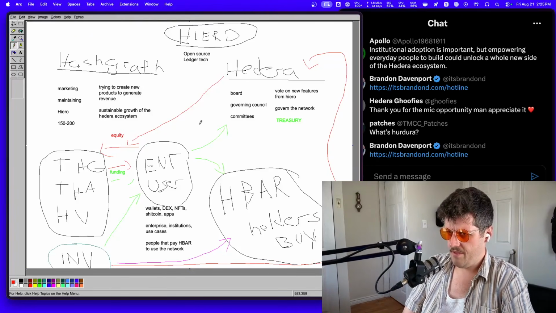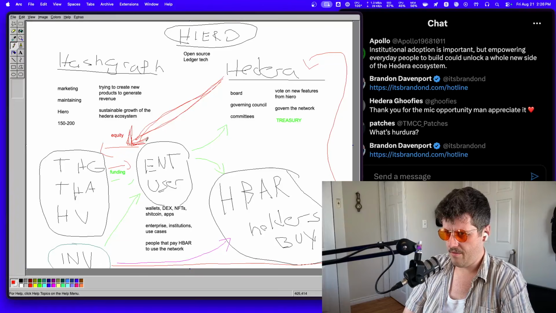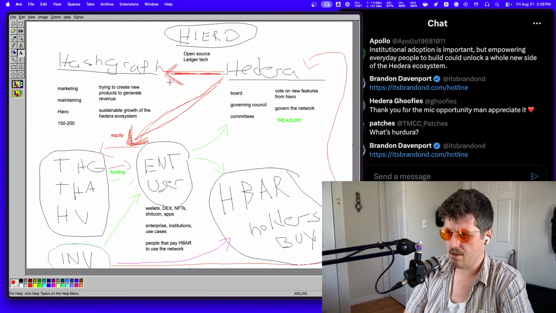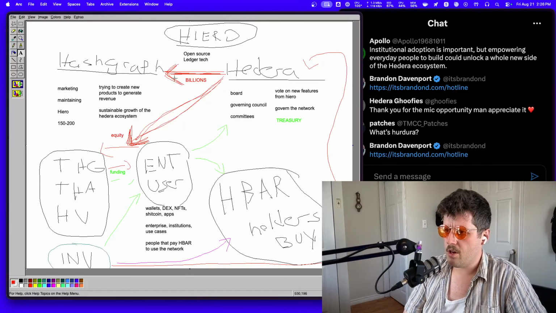So a lot of this, and I wonder if I could do a bigger thing. I'll make this one stronger. Very, very strong. Okay. So Hedera is giving money into here. That's funneling into end users of the network, the wallets, the dexes, boom, boom, boom. We're getting a bit of a cycle here. And also, Hedera sends billions of HBAR to Hashgraph. So this HBAR will go to Hashgraph.